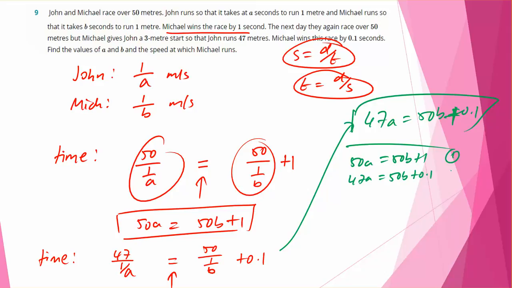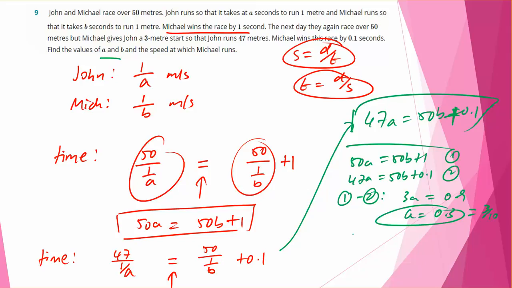Now I can subtract equation 1 and 2. So 50 minus 47 is 3A, equals 50B minus 50B is 0, 1 minus 0.1 is 0.9. So A equals 0.3. Now, I want to find the value of B, because that's what the question asked me. I want to find the value of A and B. Another way of putting A is 3 over 10.